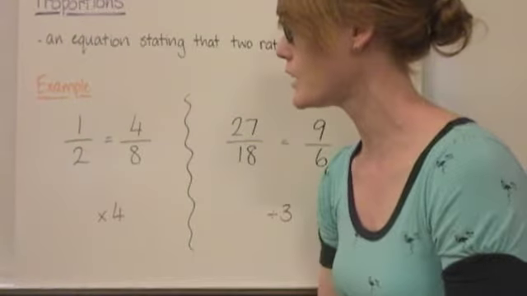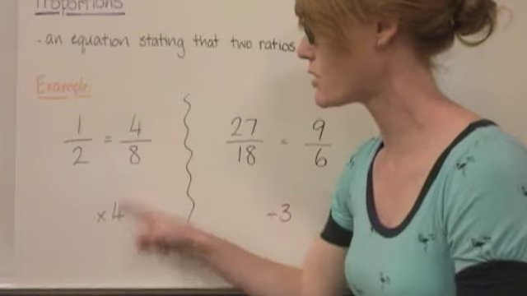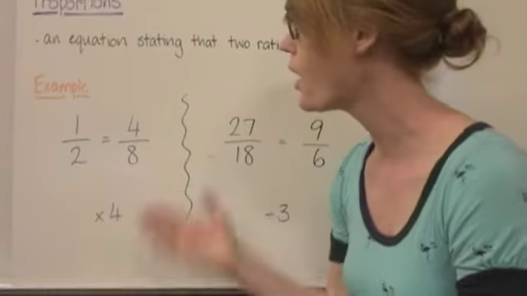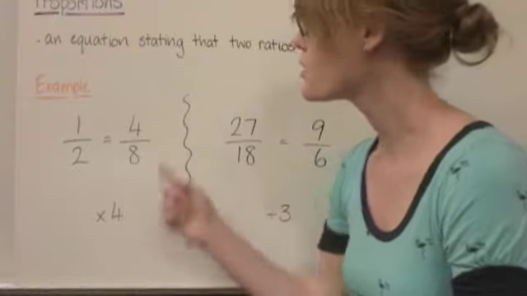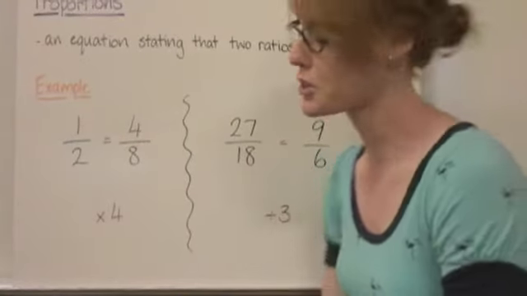Now we know that they are equal because both terms in the ratio have been multiplied by 4, which makes them equal ratios. So this equation represents a proportion.